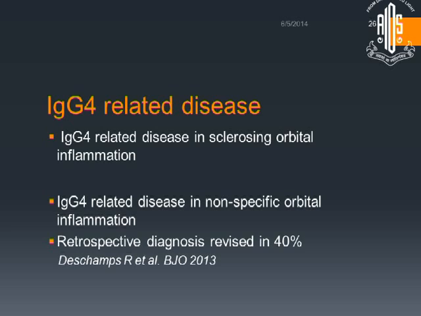In fact, it's so common, previously unsuspected. There was a group who went back and looked at their old slides of, so to say, quote-unquote non-specific orbital inflammation. And they had to revise their diagnosis in 40% of the cases. They found that it was actually all IgG4 related disease.